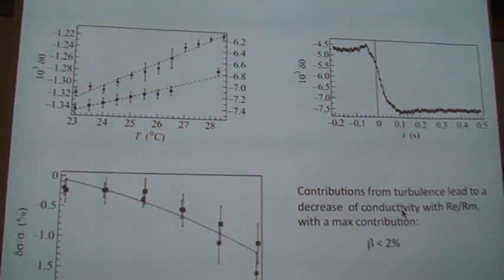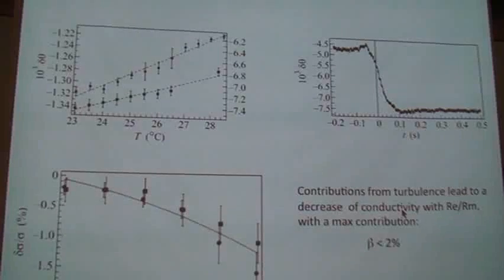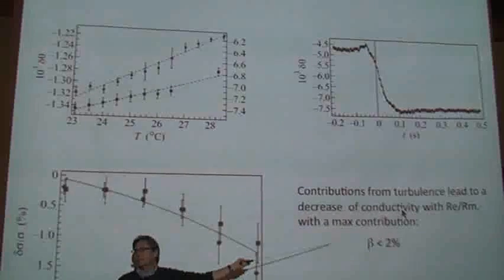The beta effect either measured here, where Rm in these experiments is of the order of 1 to 5. In the sodium experiments in Riga and Karlsruhe, it's of the order of 30 to 50. So at these orders of magnitude, the beta values are in the order of percent.